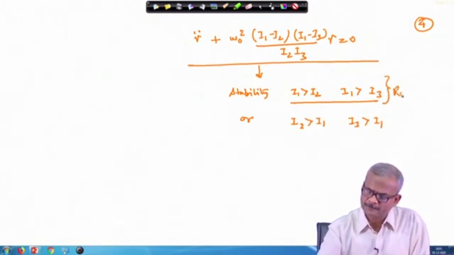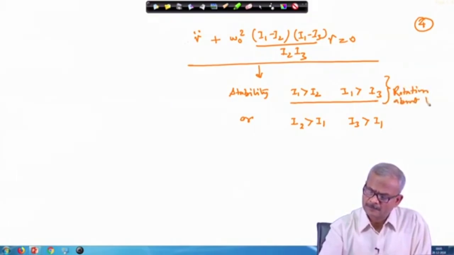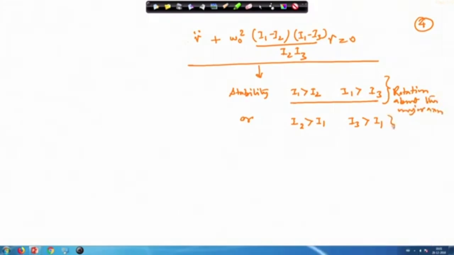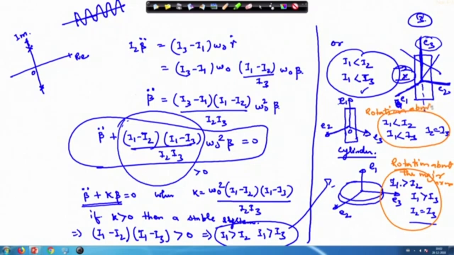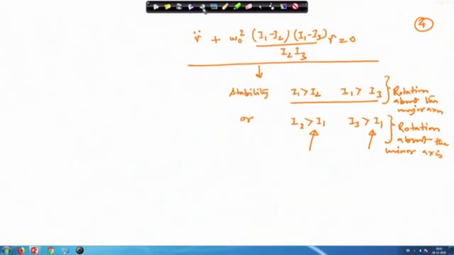So, this is rotation about the major axis, and this gives you rotation about the minor axis, because you are rotating about the first axis. Okay. The same way here also, this set is rotation about the major axis, and this set refers to rotation about the minor axis. Okay.